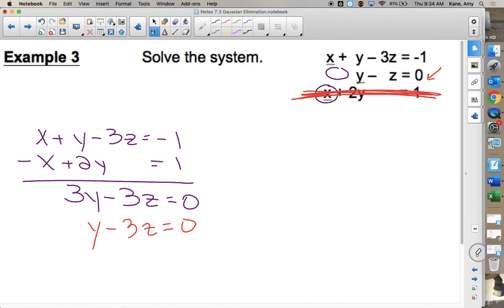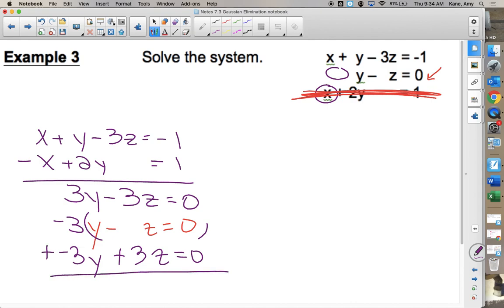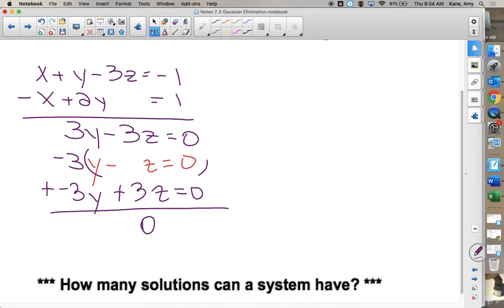Oh, this is not 3, this is just a z, my fault. Again, multiply by -3 on the bottom. So taking this equation, multiplying by -3, gives us -3y plus 3z equals 0. Now we have 0 equals 0. So this means there are infinite solutions.